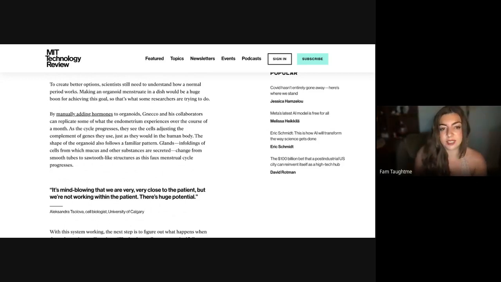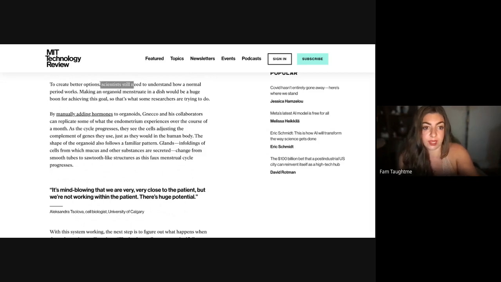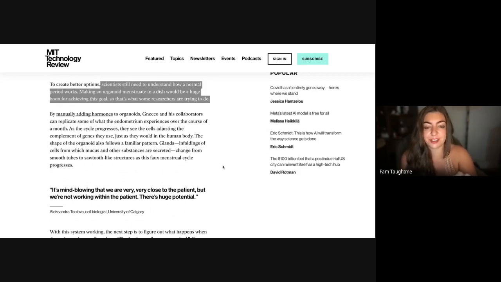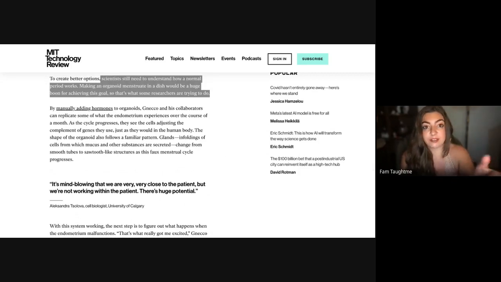And so here again, they say scientists still need to understand how a normal period works. Making an organoid menstruate in a dish would be a huge boon for achieving this goal. So that's what some researchers are trying to do. I would love to take a poll of those of you who are in the chat.